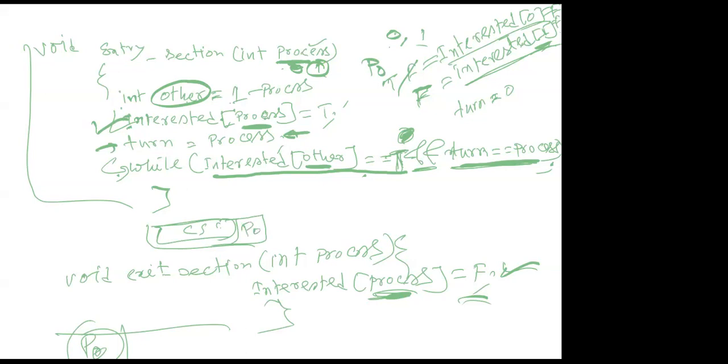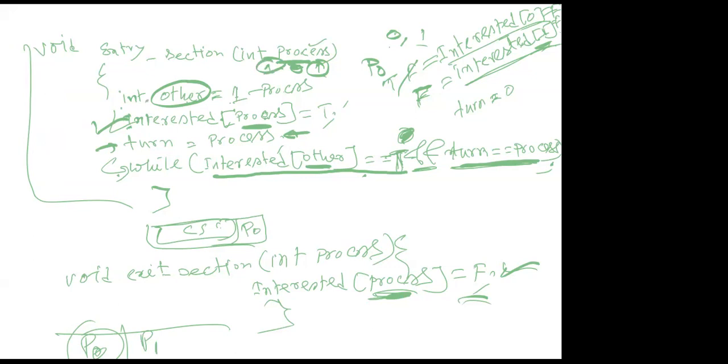Now let's check this situation: can process P1 enter the critical section or not? If process P1 enters the critical section, it breaks mutual exclusion. Let's say process P1 is scheduled by the operating system. What is the process number here? The process will be 1, so the other process will be 1 minus 1, which is 0.